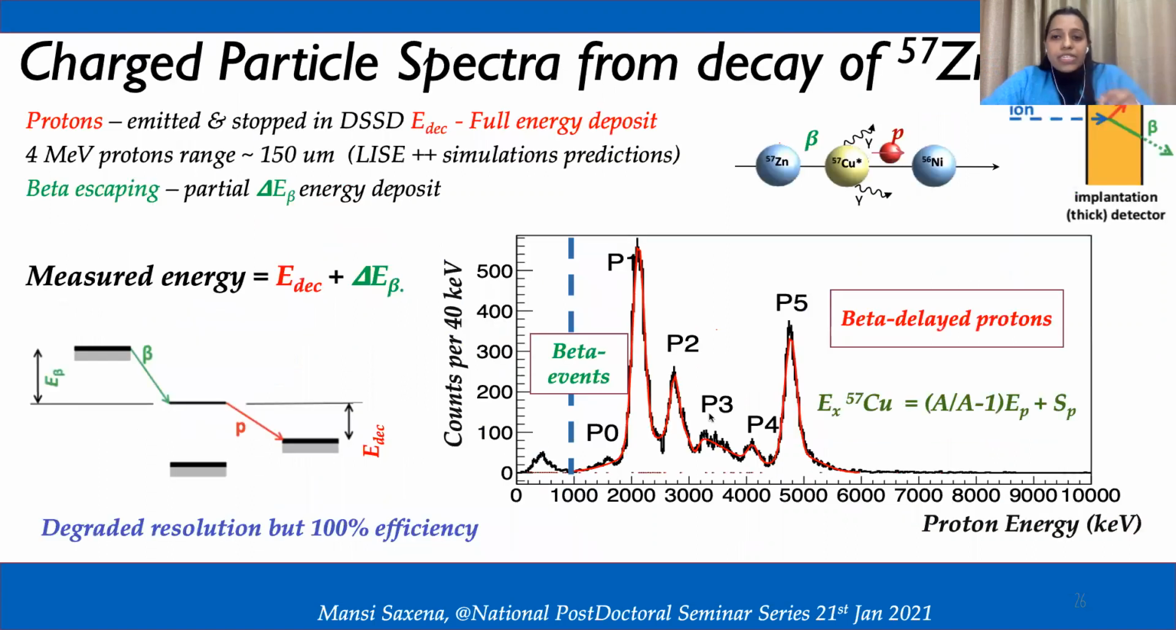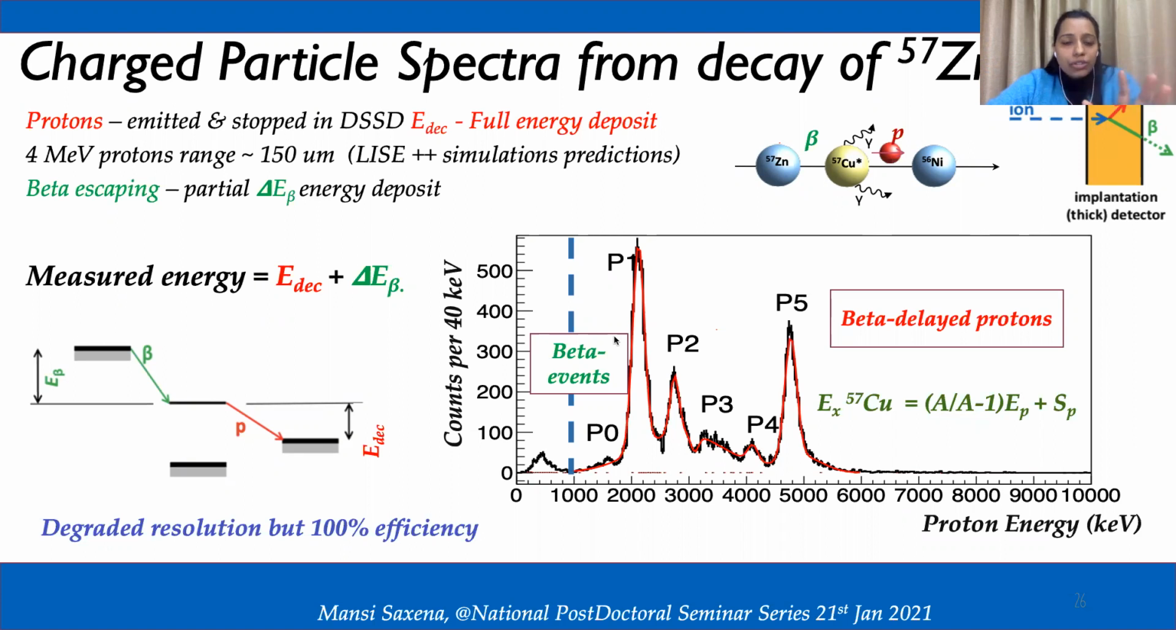So when a 57 zinc nuclei decays, it may emit a beta particle or a beta plus a proton, as I said. So now the protons and the beta particles are simultaneously emitted from the site of the implantation. Now, since the betas usually escape the implantation detector by depositing only a fraction of their energies, pure beta decay events actually contribute to the mostly low-lying part of the spectrum, or low energy part of the spectrum. Protons, on the other hand, are stopped inside the DSSD and deposit their full energy.